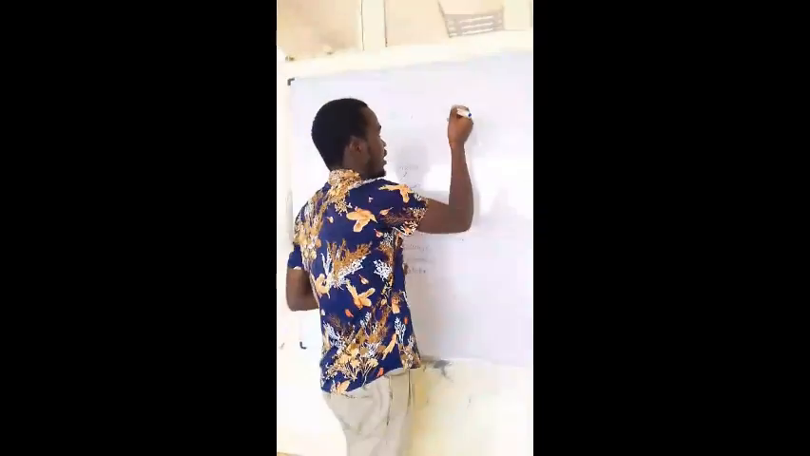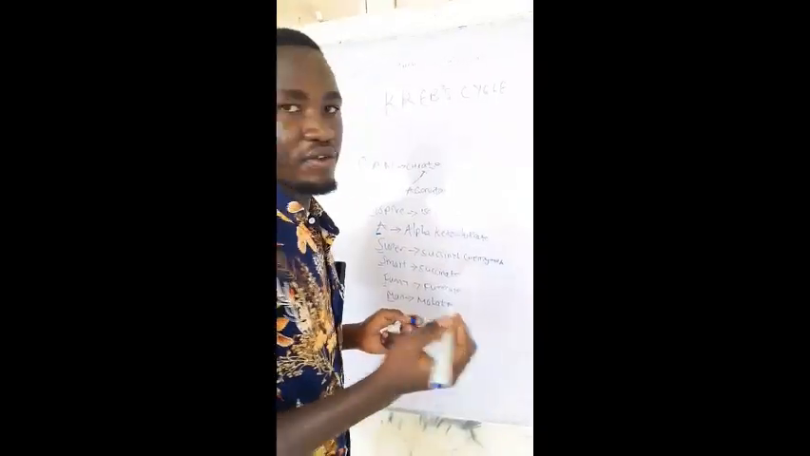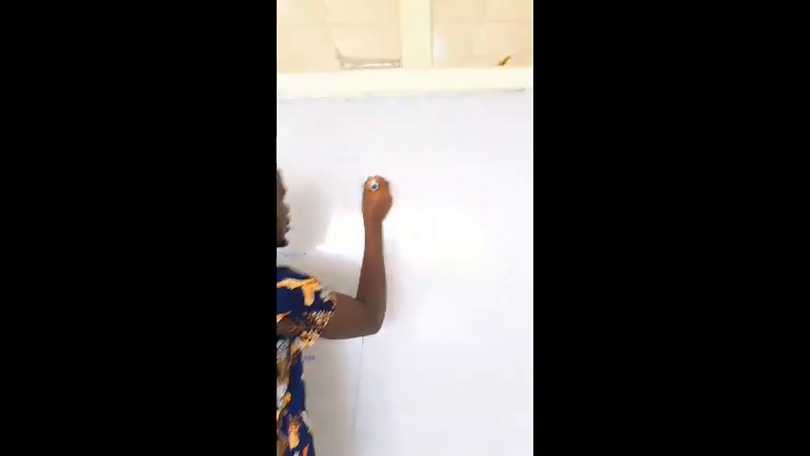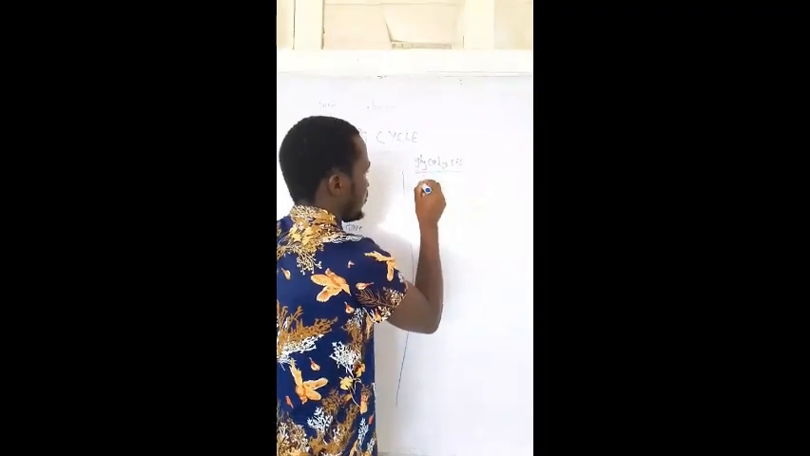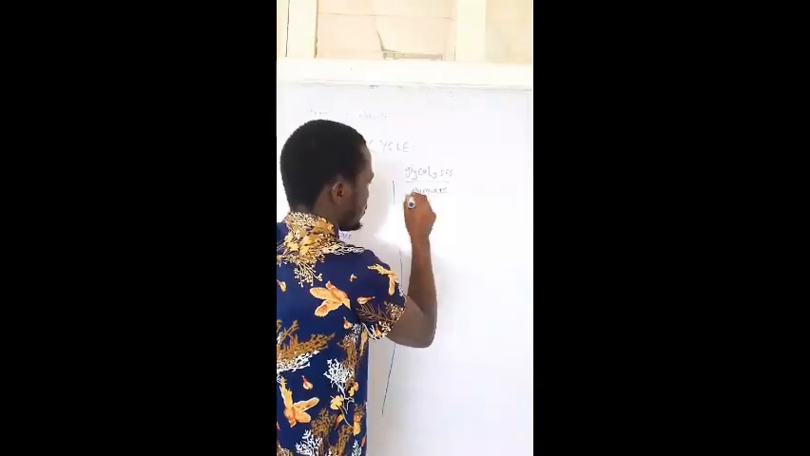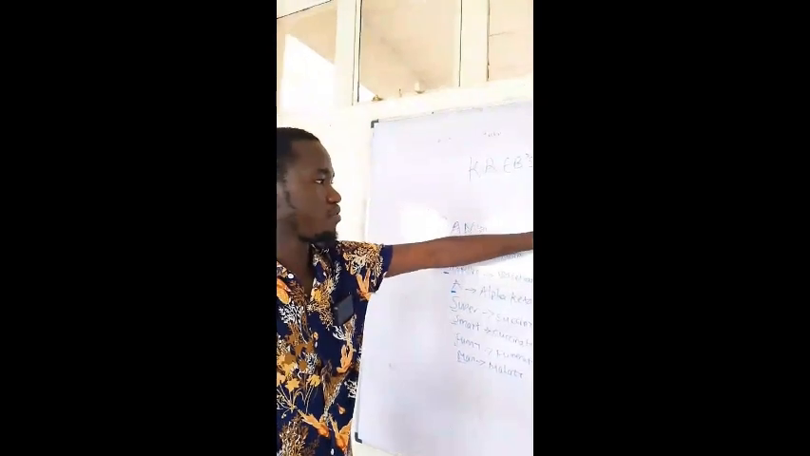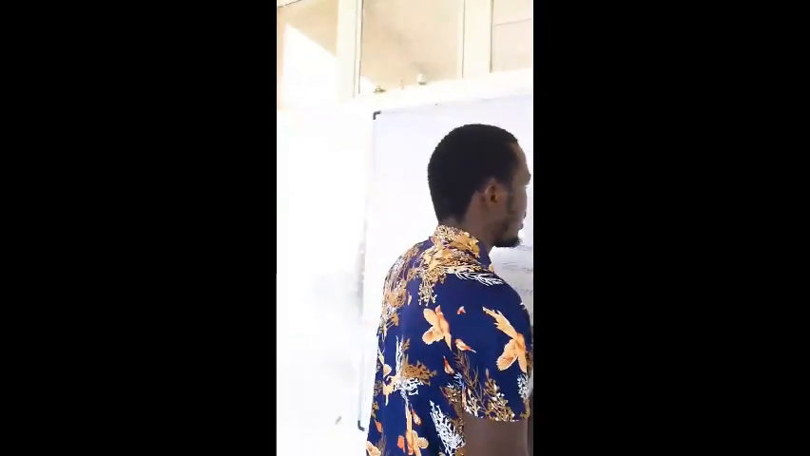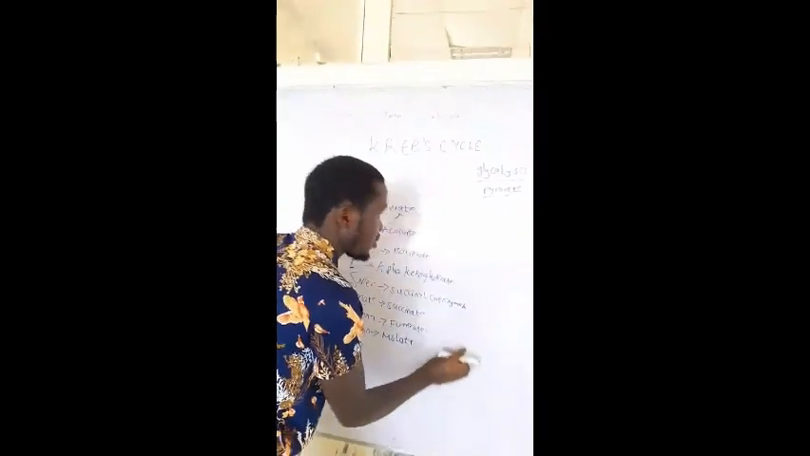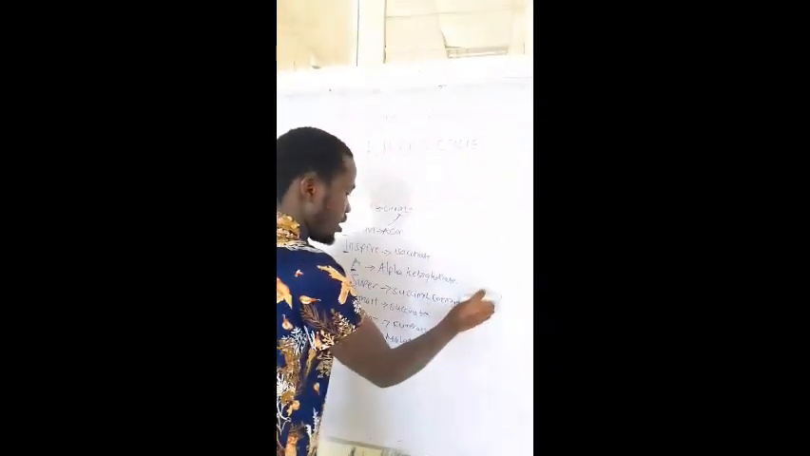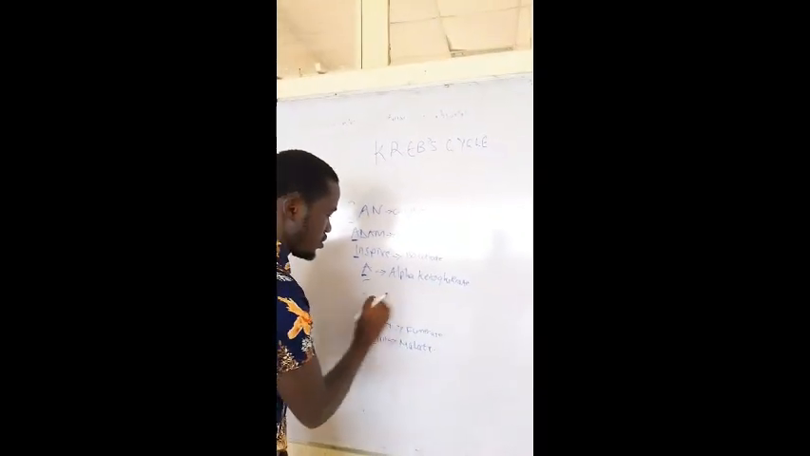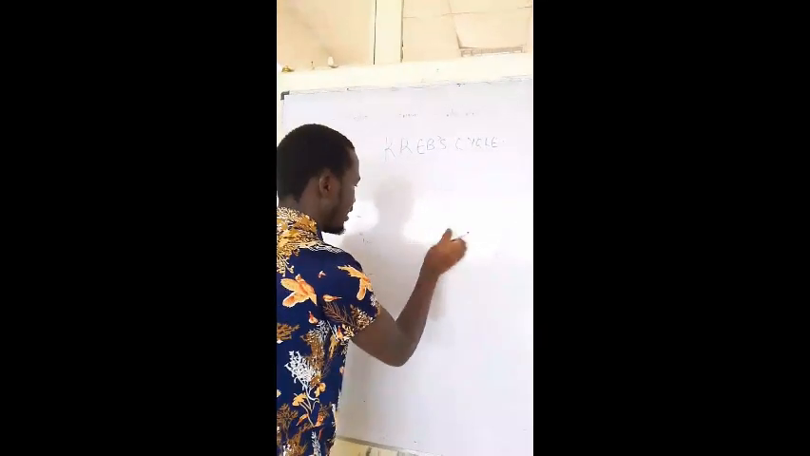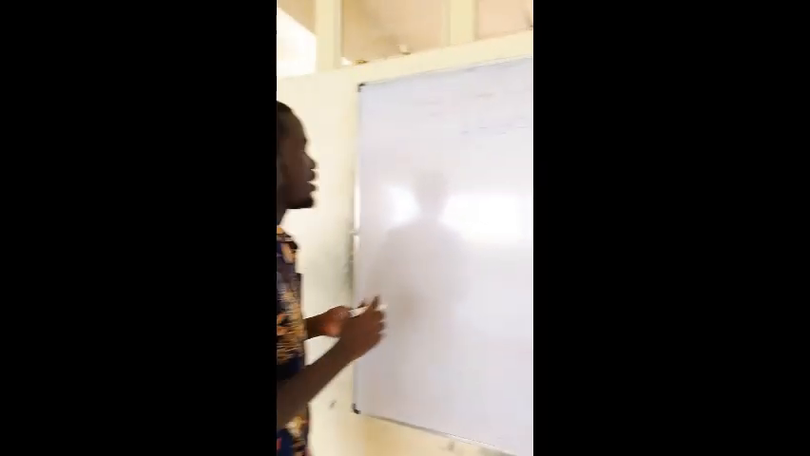Just as we learned from the previous lesson, the final byproduct of glycolysis was pyruvate. So we are going to use this pyruvate to come up with this Krebs cycle. I'm going to draw a cycle here, and the cycle starts with pyruvate.